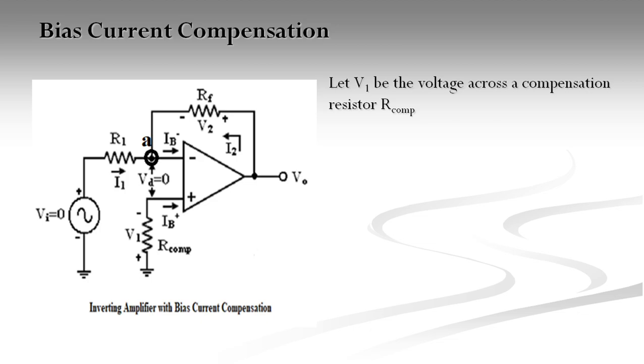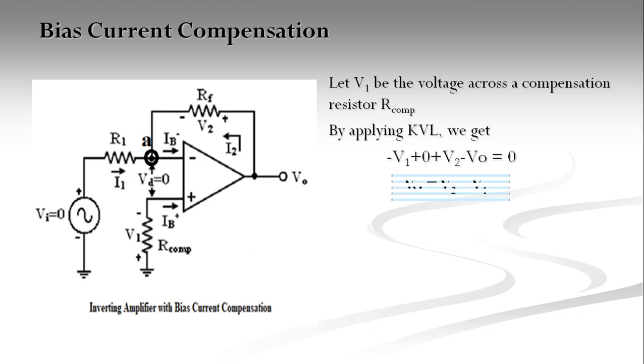So, the bias current compensation circuit. Let the voltage across the compensation resistor be V1, and the voltage difference between the two input terminals be VD, which we take as 0 for the ideal condition. V2 is the voltage across the feedback resistor RF, I2 is the current that flows through it, and I1 is the current flowing through the resistor R1.